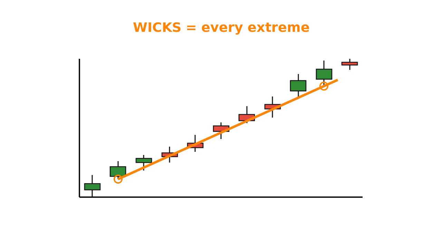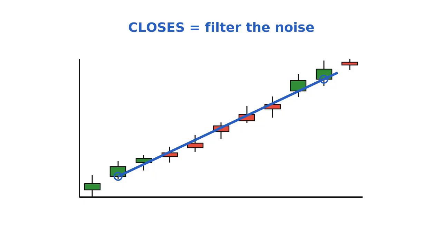Let's make the case for the wicks first. The wicks represent the real extremes, the exact points where the price was pushed to its limit and then violently rejected. A buyer or seller who drew a line in the sand did it there, at the wick. Drawing from the wicks means your line respects every single touch, every emotional extreme the market actually reached. Nothing gets ignored.